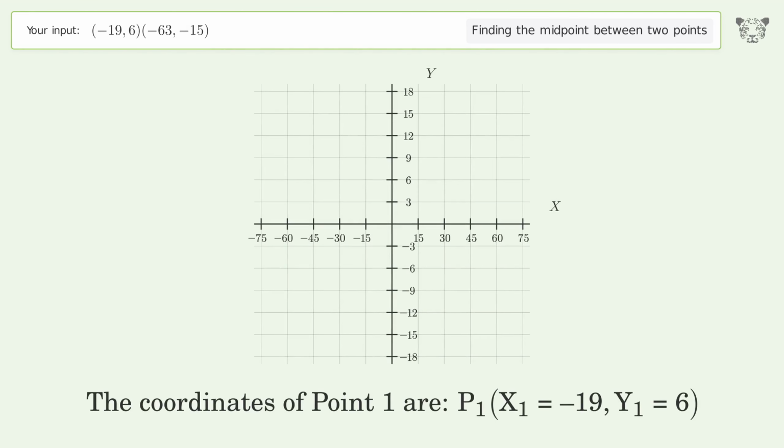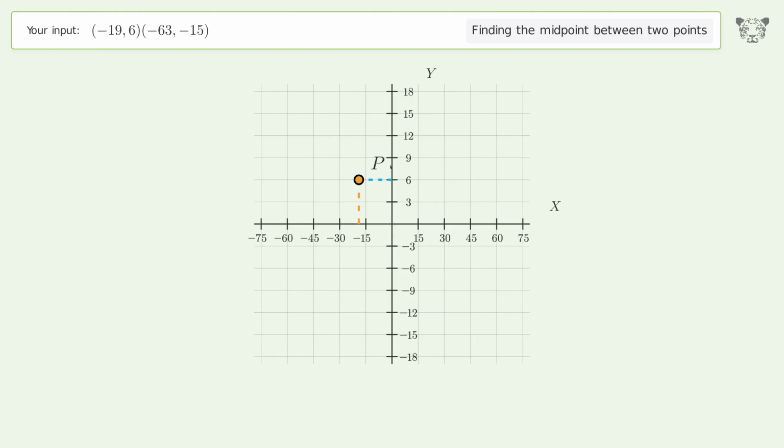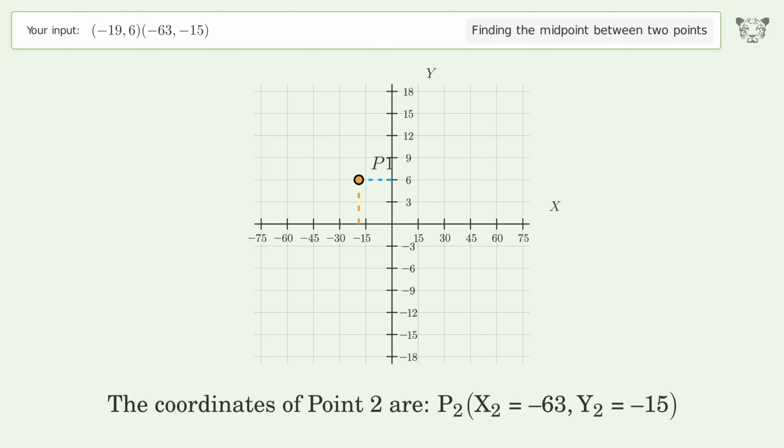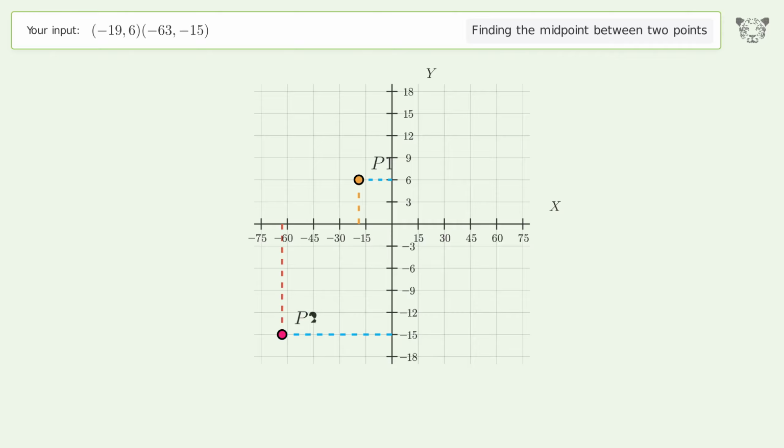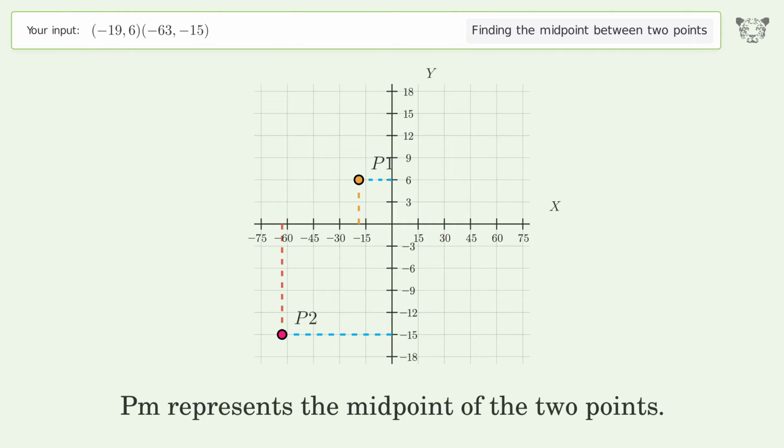The coordinates of point 1 are, x1 equals -19, y1 equals 6. The coordinates of point 2 are, x2 equals -63, y2 equals -15. PM represents the midpoint of the 2 points.